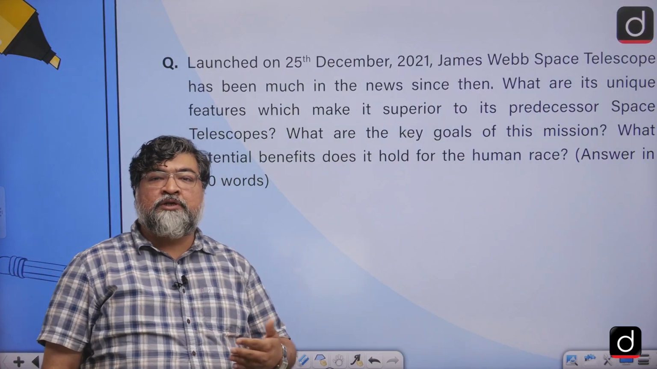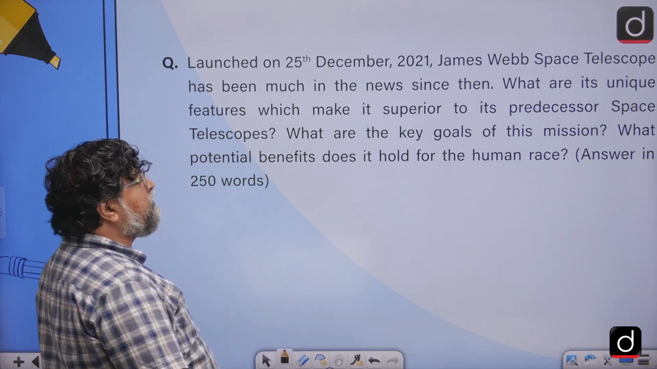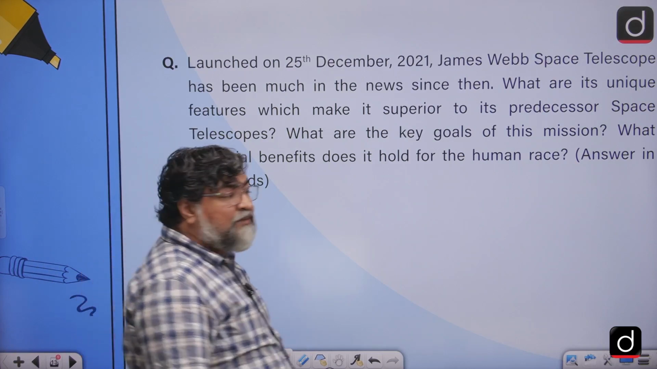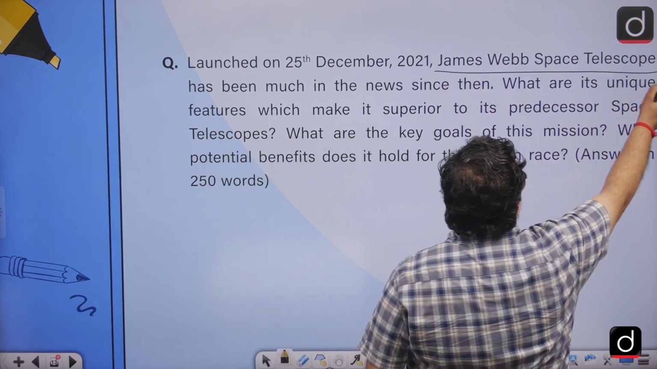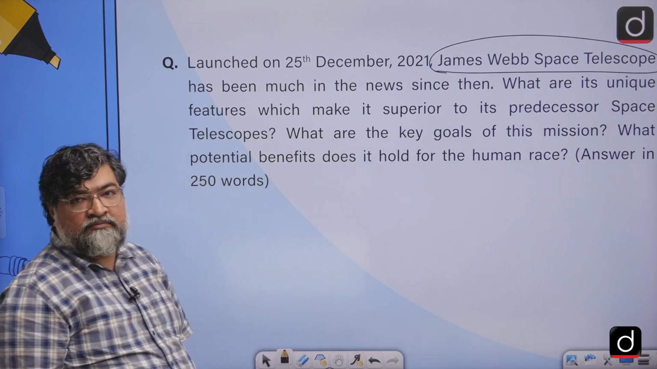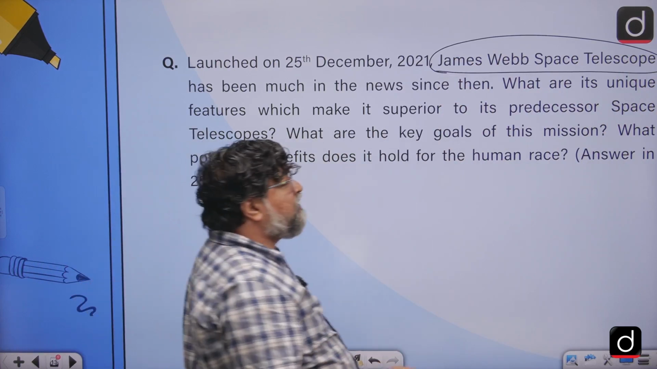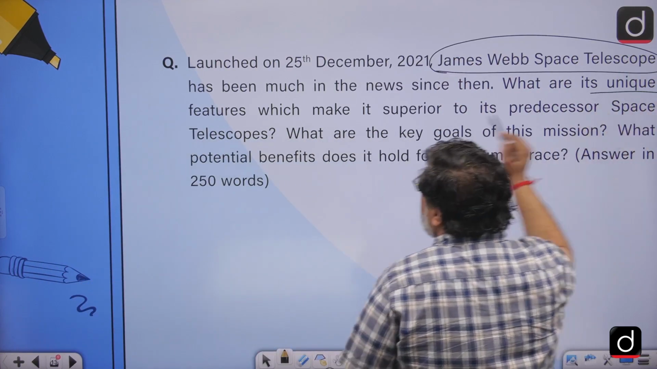So the question first introduces the background. Let me read the question here. Launched on 25th December 2021, James Webb Space Telescope JWST has been much in the news since then. Current affairs, right? What are its unique features?